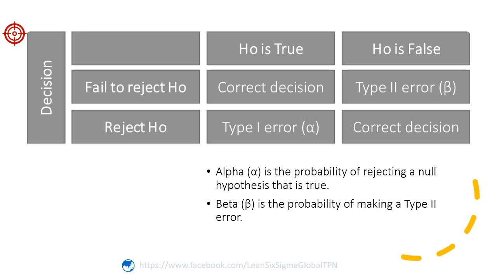Recall that we make a type 1 error if we reject a null hypothesis when it is true. The probability of making a type 1 error is alpha. Remember, when we make a type 2 error, we fail to reject the null hypothesis even though it is false. The probability of making a type 2 error is denoted by beta. Reducing alpha increases beta. Conversely, increasing alpha decreases beta.